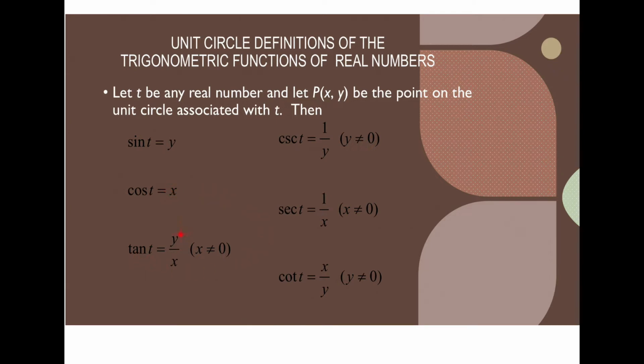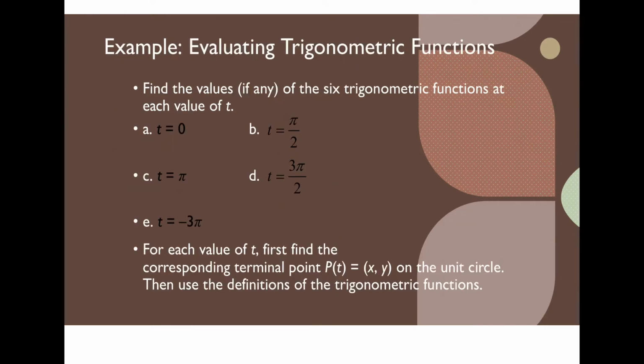The tangent is the ratio of y over x. And then these are just the reciprocals of those 3 things. Again, building on our knowledge of what these things are and what the consequences of them are. All right, so evaluating trigonometric functions: find the values of any of the 6 trigonometric functions at each value of t. So here we start off with the value of 0.